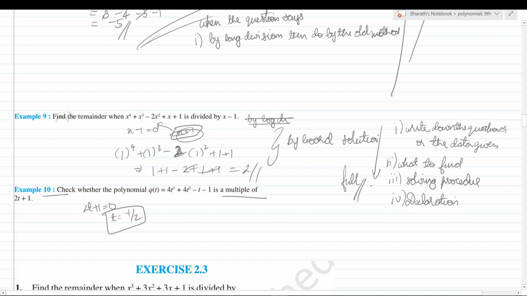If you get the final answer as 0, then it is a multiple. But when you do not get 0, it is not a multiple of q of t. Solve this and let me know in the description box how you got it. If any doubts, DM me on Instagram.